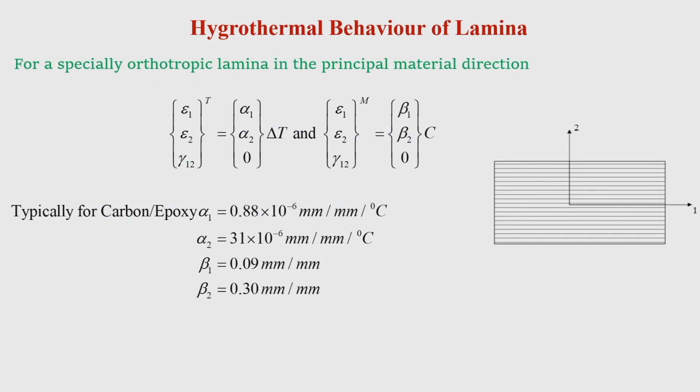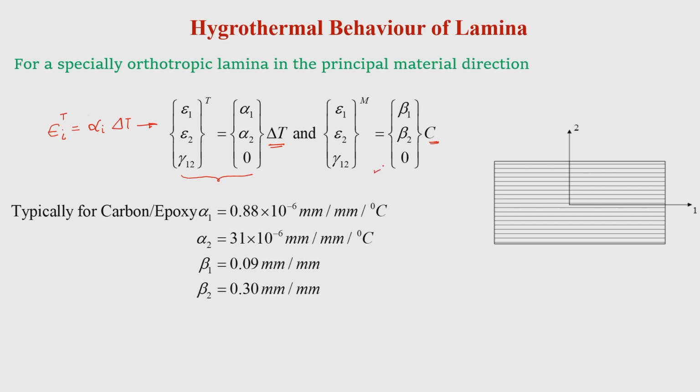So, this is for the general 3 dimensional case. Now, if we consider a special orthotropic lamina in the principal material direction, for a 2 dimensional, unidirectional lamina, that means the thermal strain epsilon I is equal to alpha I into delta T. If you expand this, epsilon 1, epsilon 2, gamma 12 is equal to alpha 1, alpha 2, 0 into delta T. Similarly, the hygroscopic strain because of the change in moisture content is given by this.